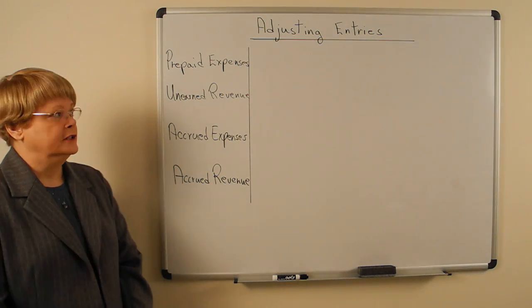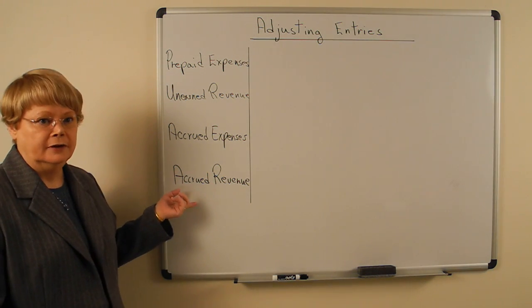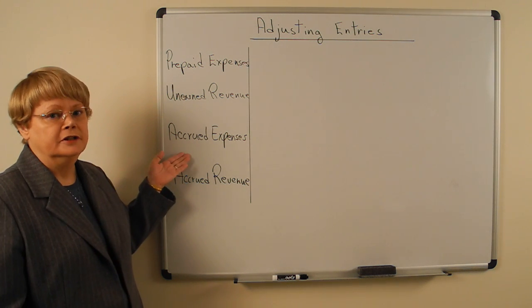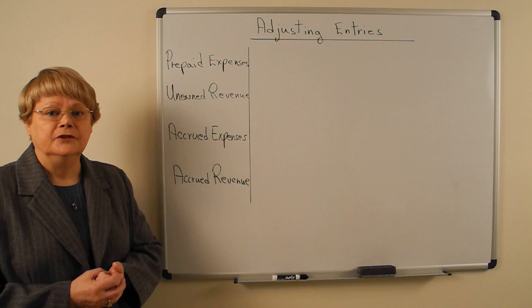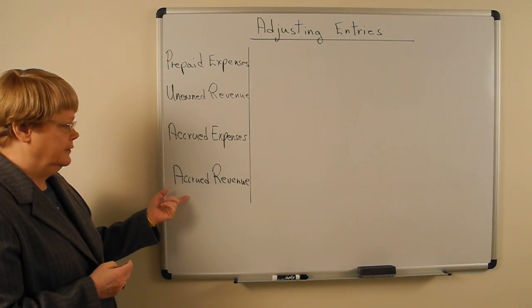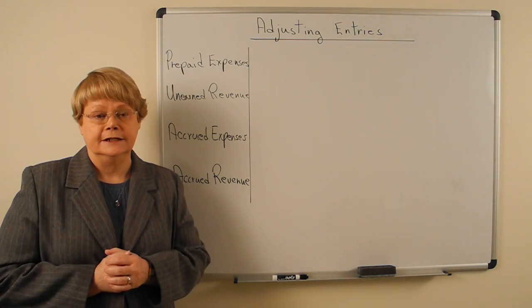We're going to continue to talk about adjusting entries, and now we're going to talk about accrued expenses and accrued revenues. If you remember from the first video, we said that in accrued expenses, the expense comes first and the cash is paid later. And in accrued revenue, the revenue is earned before the cash is received.